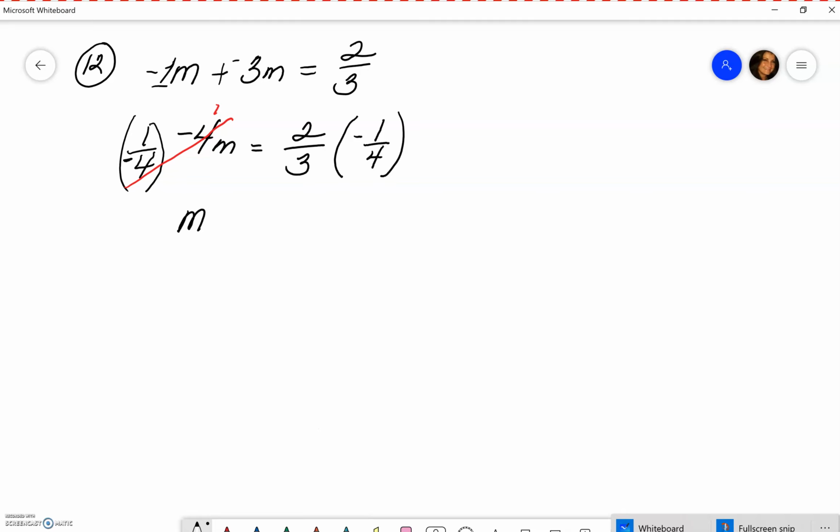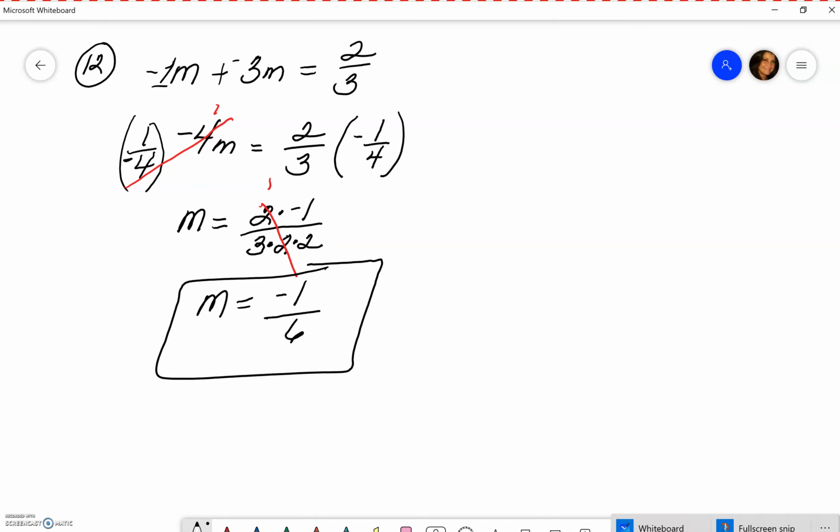On this side, we end up with m, and on the opposite side, we have a 2 times a negative 1 in the numerator, and in the denominator, we have 3 times, and I'll factor out that 4 and write 2 times 2. We have some 2's that divide out, and our final answer is negative 1 over 6.